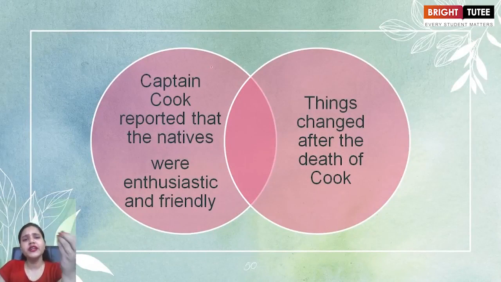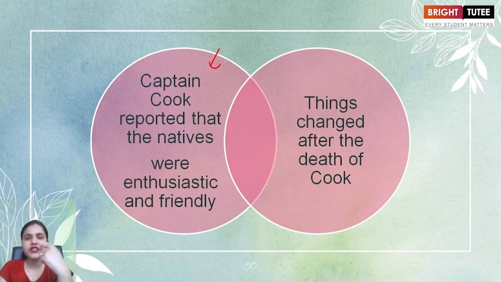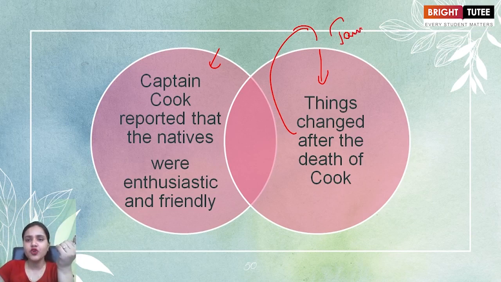Now, initially, according to the stories that the European historians have written, based on their presumptions, the relation between the Aboriginals and the people who first settled in this region was quite enthusiastic and very friendly. Captain Cook, according to what he wrote as a navigator, reported that all the natives were quite enthusiastic and friendly. But this equation between the native people and the people who came later, when the British discovered this land, changed drastically after the death of Cook. It was presumed that Captain James Cook was killed by the natives.